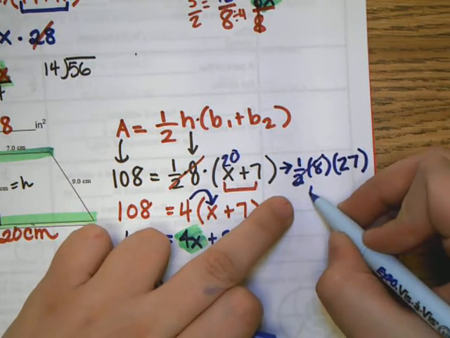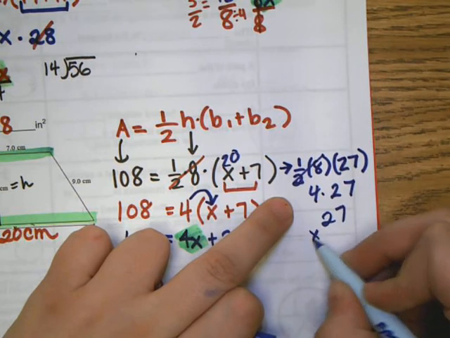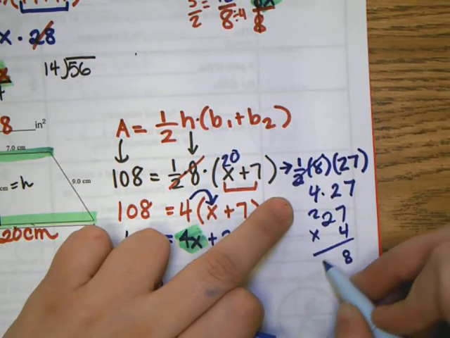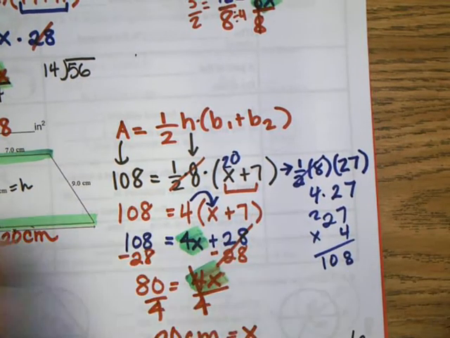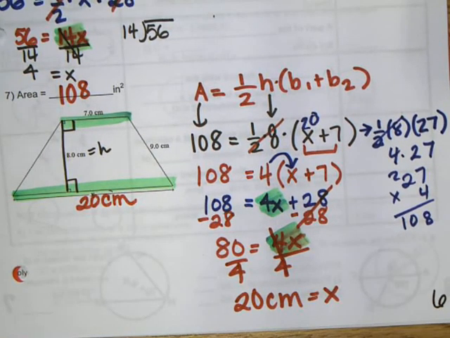Now you can again check this. You can plug in now the 20 here. So if we were to plug in the 20 here, we'd get 20 plus 7 is 27. So now we'd have, now that we know what x is, we'd have this. So if we check it, half of 8 is 4, and then 4 times 27 is 108. It works.